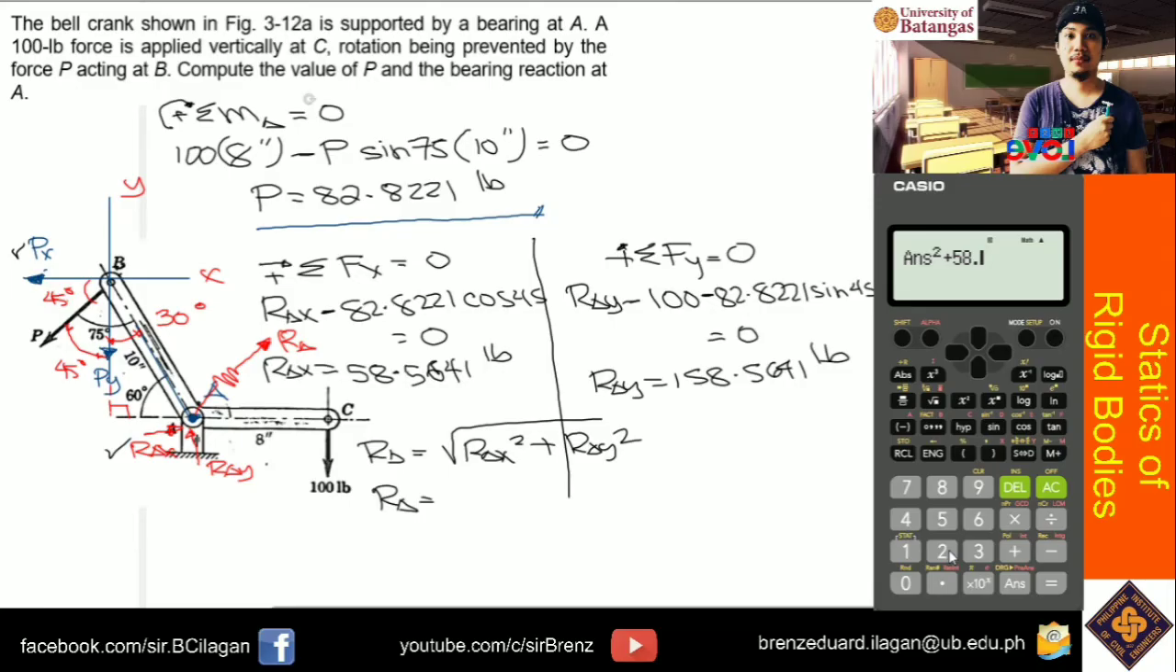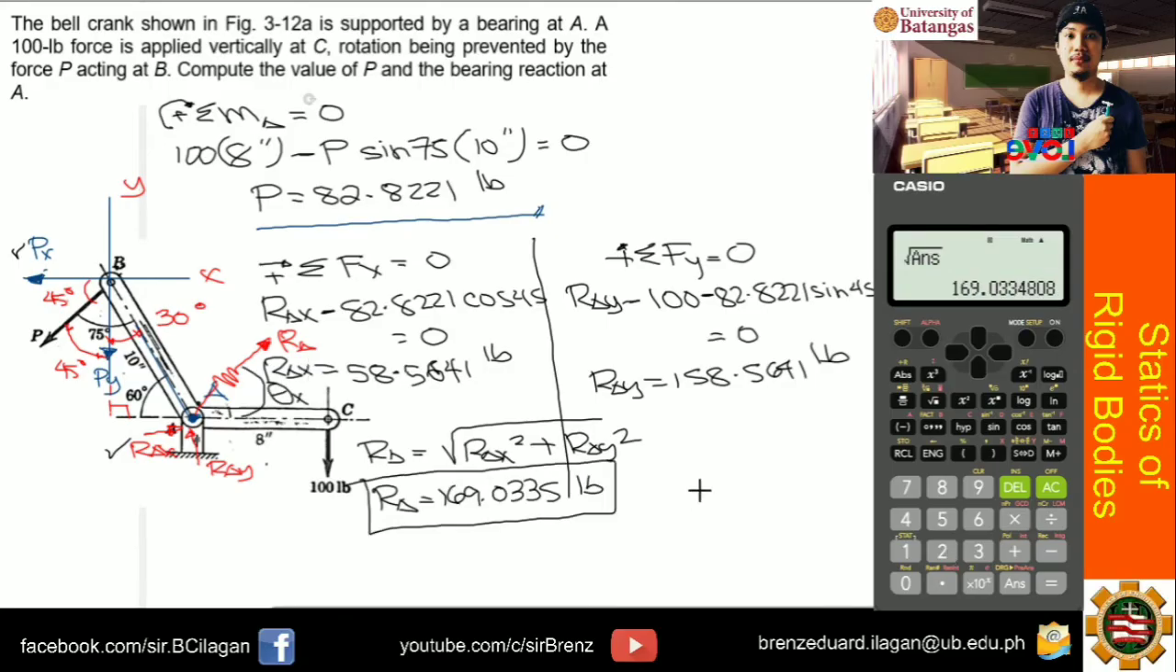So if ipahanap naman yung angle na to, theta x, so alam nyo na yung gagawin, di ba? That is just equals to arctangent of RAY over RAX. Okay, so this is one way of solving the reaction at dun sa bearing A and yung force P.